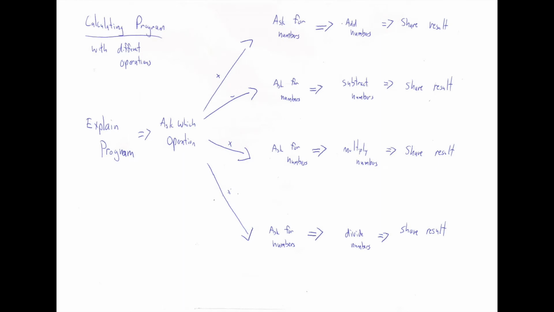I've made another plan for this new part of the program. So we begin with explaining the program, asking which operations we want to do, and then our program will branch into 4 different things. We'll have a branch that will do the addition, a branch that will do the subtraction, a branch that will do the multiplication, and a branch that will do the division. It's really helpful to draw out what you want your program to do so that when you code it, you have a better idea of what you're doing.